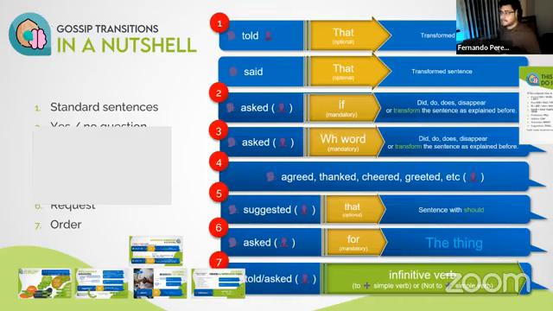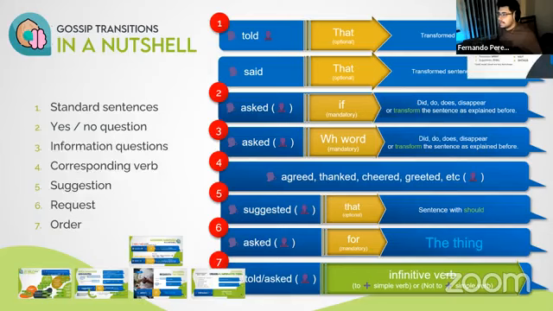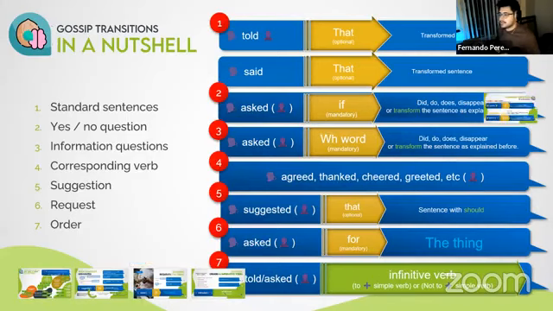Perfect. Okay. I am making this because we have specific applications per structure, right? Structure number 1 goes about the transitions in past. Structure number 2 is about questions, how to gossip questions. Structure number 3 and number 4 are about the corresponding verb. Structure number 5 talks about suggestion.